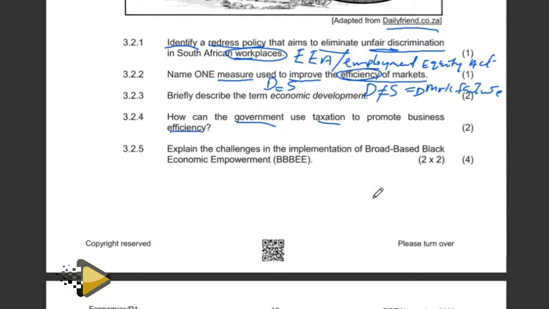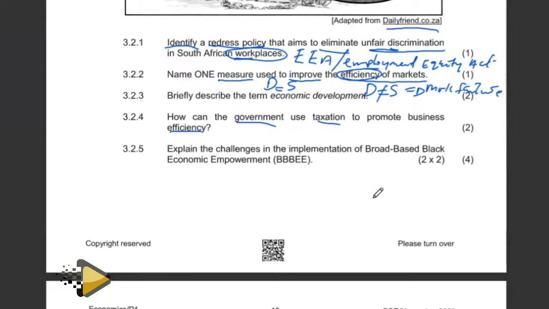Okay, right. So now let's move on, grade 12, to the next question, which is 3.2.5, and it reads as follows: explain the challenges in the implementation of broad-based Black economic empowerment. So I'm going to explain to you this broad-based Black economic empowerment. It is one of the acts that the ANC drafted in 1994 after it had won the election. Broad-based Black economic empowerment was to address the issue of the well-disadvantaged Black people.